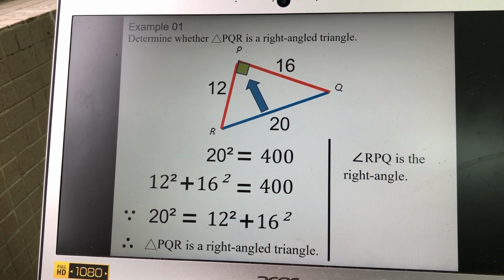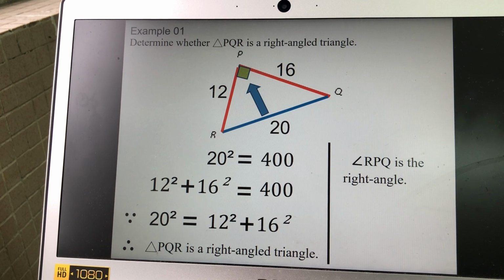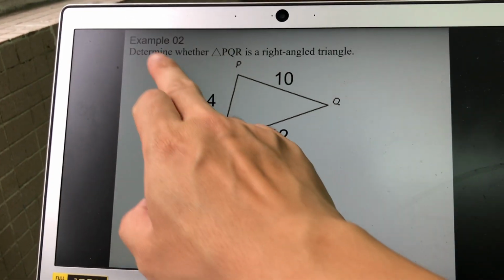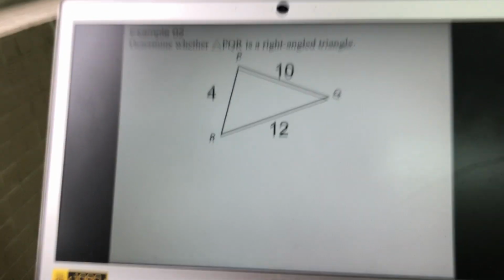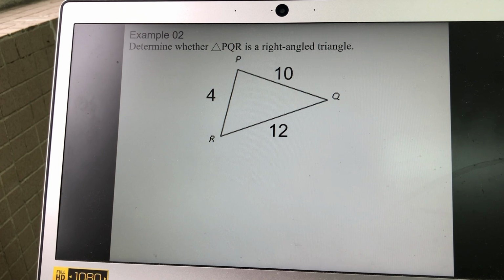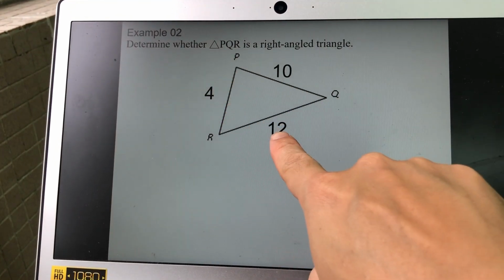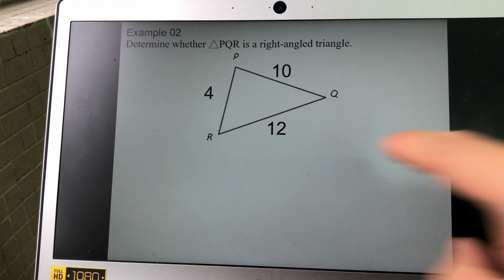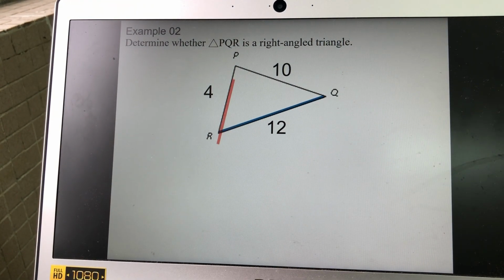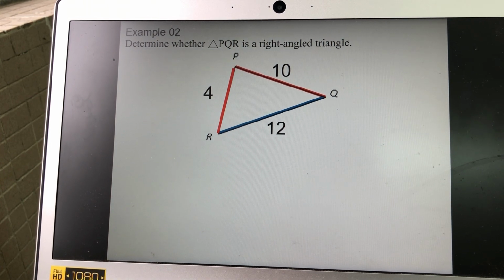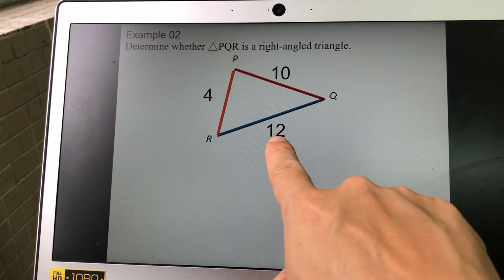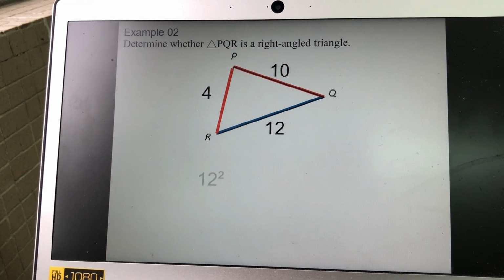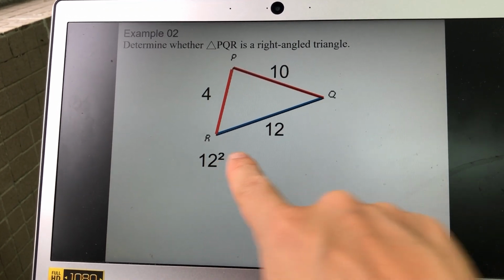Shall we look at the next one? Example number 2. Again, you have to determine whether this triangle PQR is a right angle triangle. The first step, yes, is to pick the longest length. Obviously, 12 is the longest one, and therefore 4 and 10 are just legs. What to do next? You have to find the square of the longest one, 12 to the power of 2.